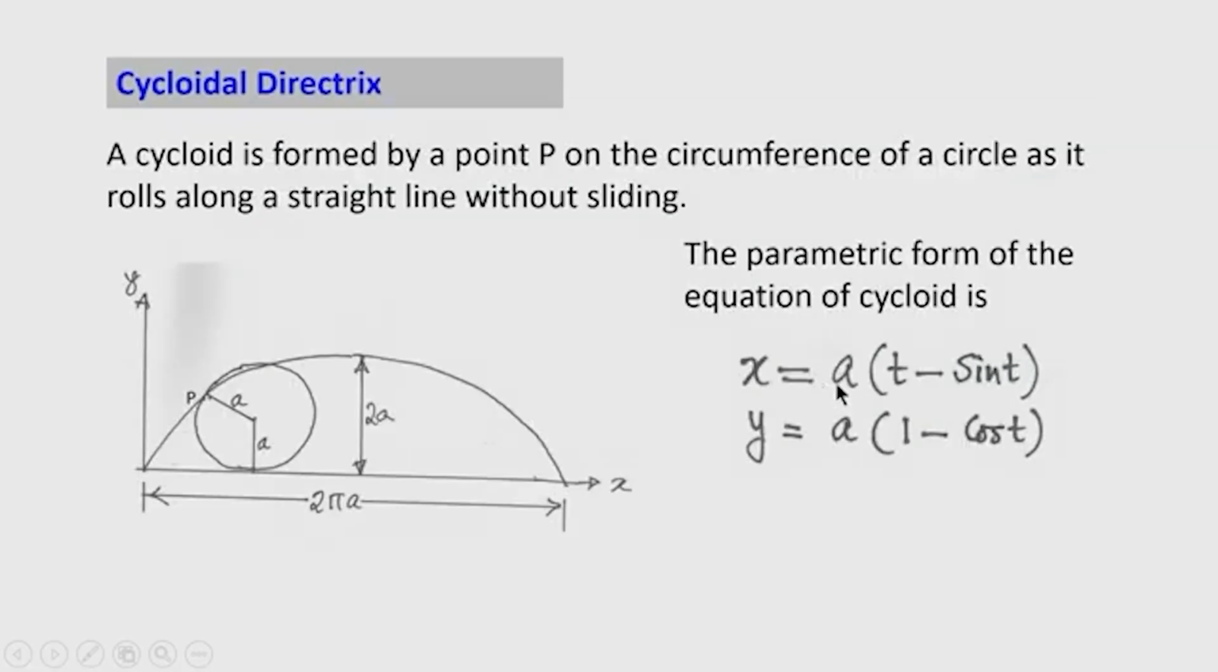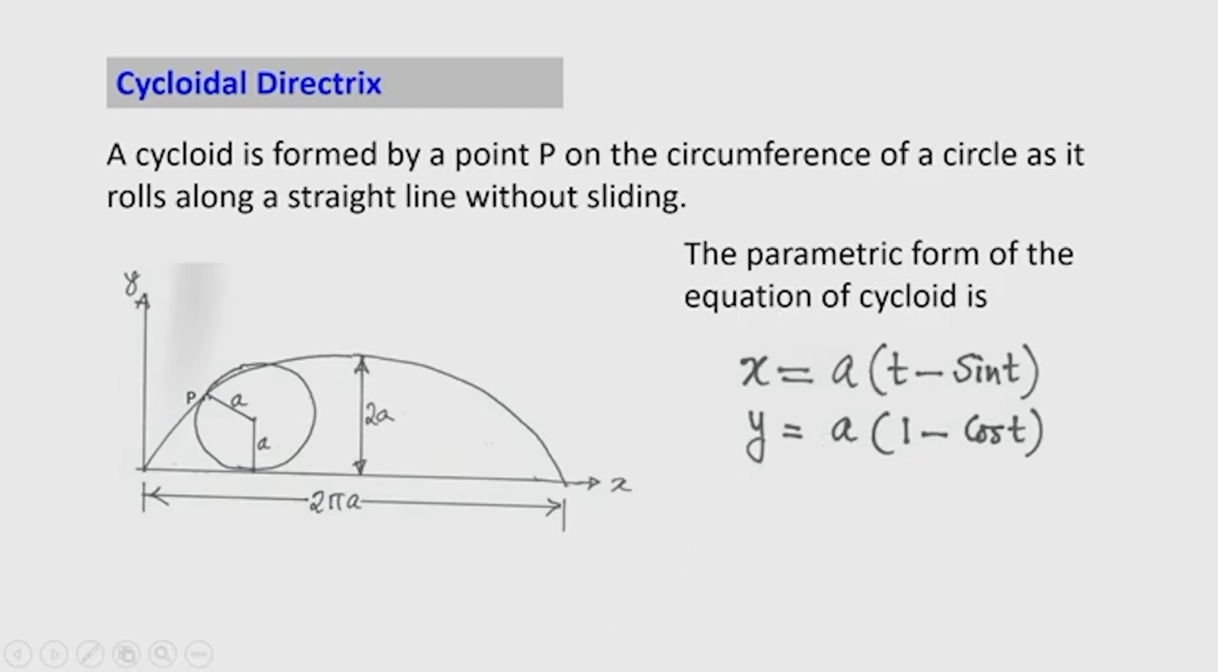Now, let us go to the cycloidal directrix. A cycloid is formed by a point on the circumference of a circle as it rolls along a straight line without sliding. So, this is the definition of a cycloid. The parametric form of the equation of the cycloid is x is equal to a into (t minus sin t) and y is equal to a into (1 minus cos t). So, these two equations are seen.